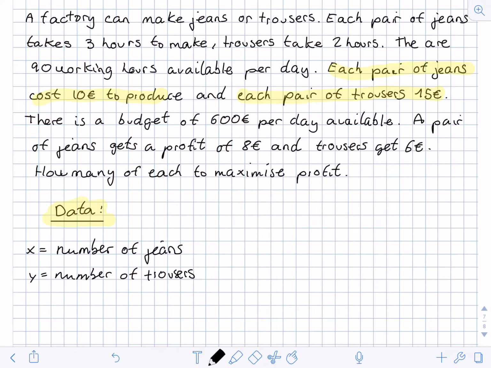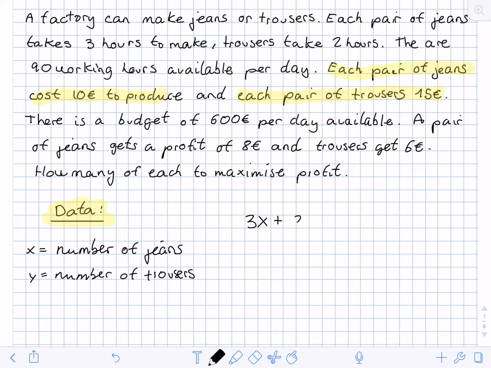pair of jeans takes 3 hours to make. So it's going to be 3 hours to make by the number of jeans. What's the number of jeans? X. So we're going to call it 3x. So 3x is the number of jeans we're going to make, and it takes 3 hours to make each pair of jeans. So it's going to be 3x.